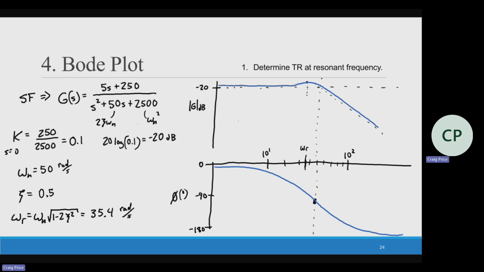So this is basically how our graph would look. It drops by 40 decibels per decade. For the phase angle, again, that point where it hits the halfway point is going to line up with the natural frequency, 50 radians per second.